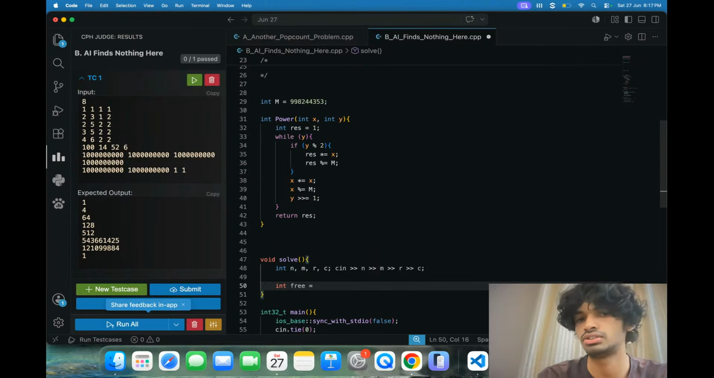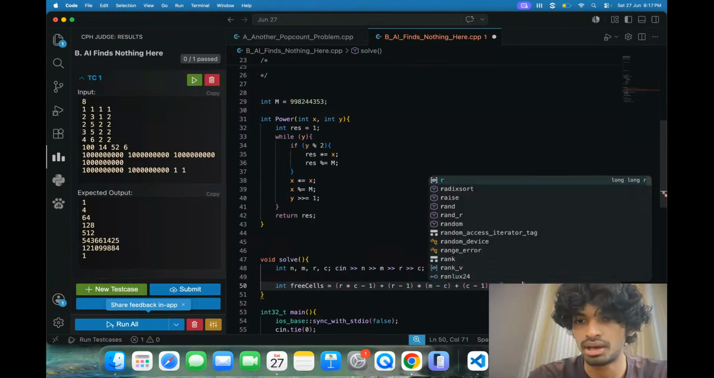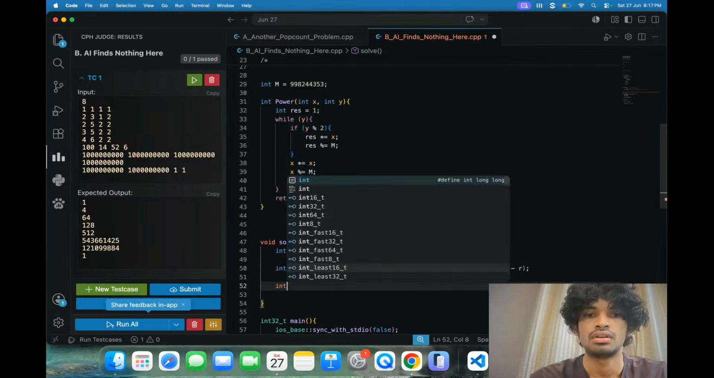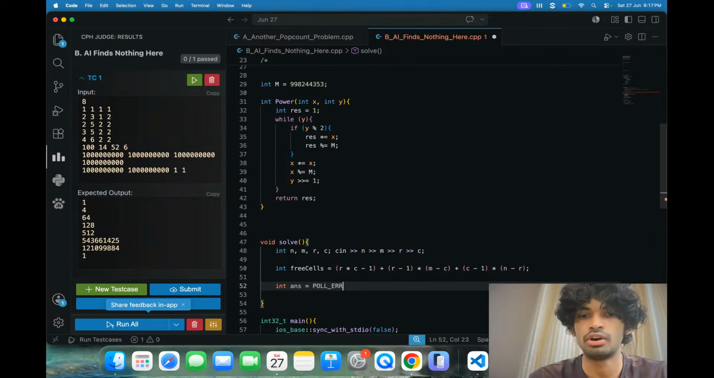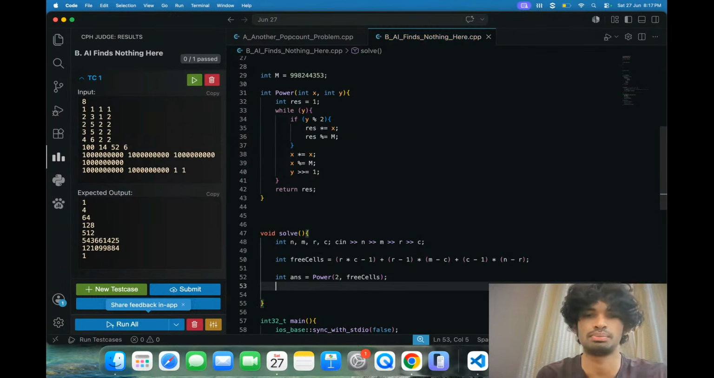Free cells equals r times c minus 1 plus r minus 1 times m minus c plus c minus 1 times n minus r. Int answer equals power of 2 comma free cells. This would work. It's log of 10^18, it should be fine.